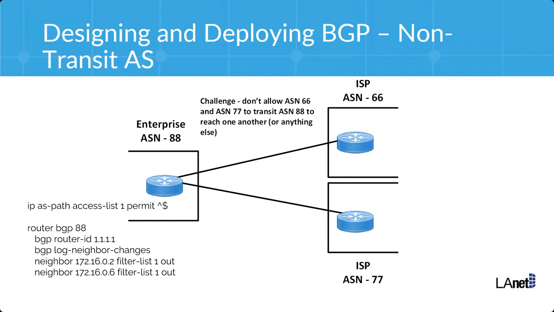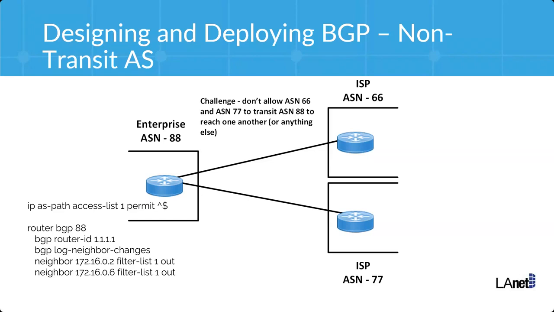But I set this up. I say IP ASPath access list 1, and I'm only permitting this caret dollar sign. And what that really means is match on nothing. It's not that I'm permitting nothing. What I'm really saying is the ASPath attribute has to be empty. Okay?